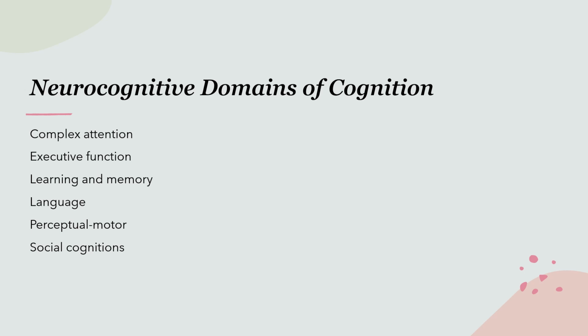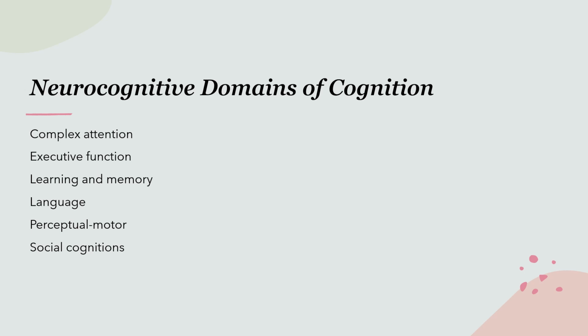So now we have perceptual motor. So we have visual perception, visual constructional, perceptual motor, praxis, and gnosis. So visual perception is facial recognition. I'm bad at that. Visual construction is drawing, copying, block assembly, things like that.